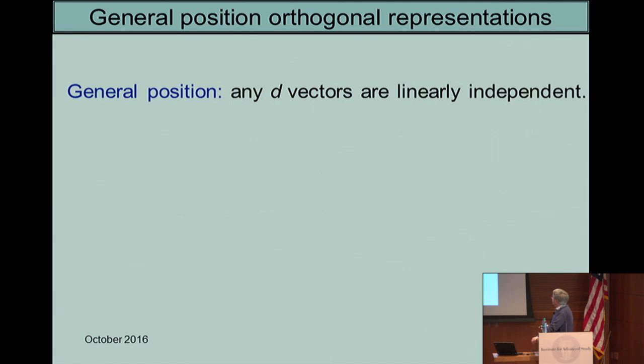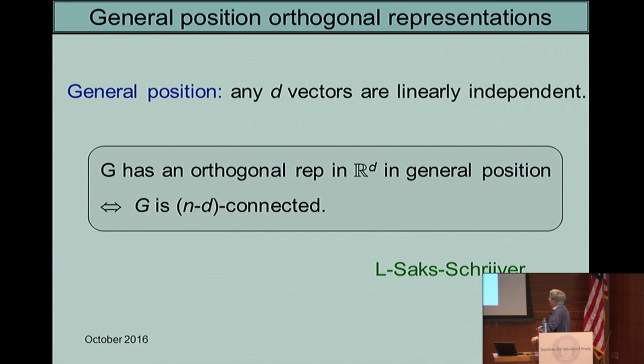So when can you find an orthogonal representation in d-space such that any d vectors are linearly independent? And it's an old theorem we have with Mike Saks and Lex Schrijver that a graph G has such an orthogonal representation if and only if it is n minus d connected. This is somewhat related to the result I mentioned with Avi and Nati, but they don't imply each other. It's sort of a similar flavor. But of course, the dimension here is d, and here it's n minus d connected.